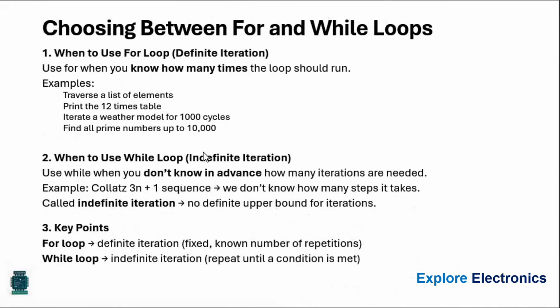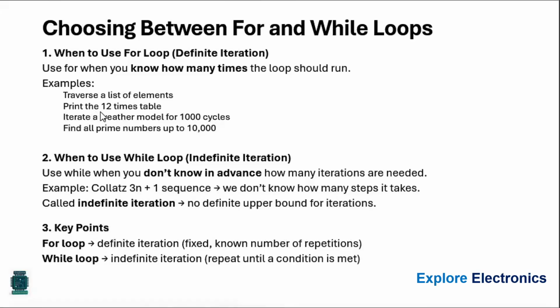The next concept is choosing between a for and a while loop. When to use a for loop? It is useful when you know how many times the loop should run. I have told you this before. When you know exactly how many times you want to run the loop, you have to use a for loop, for example traversing a list of elements.